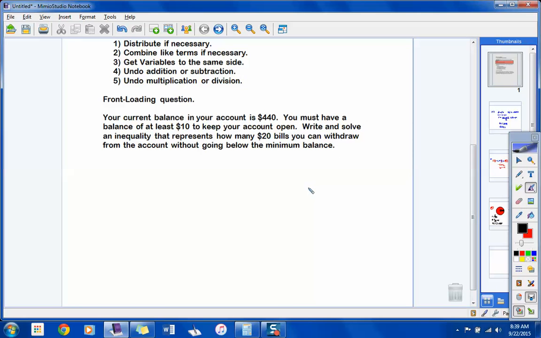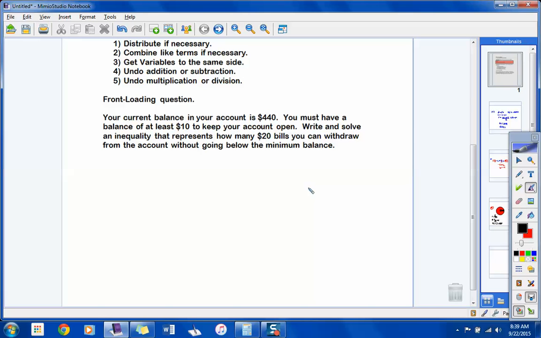As many as possible, so that we don't go below the $10 minimum balance to keep your account open, right? Anybody have a thought on how we might do this? You said start with 440, we're subtracting some 20s, we want that to be more than 10, right?